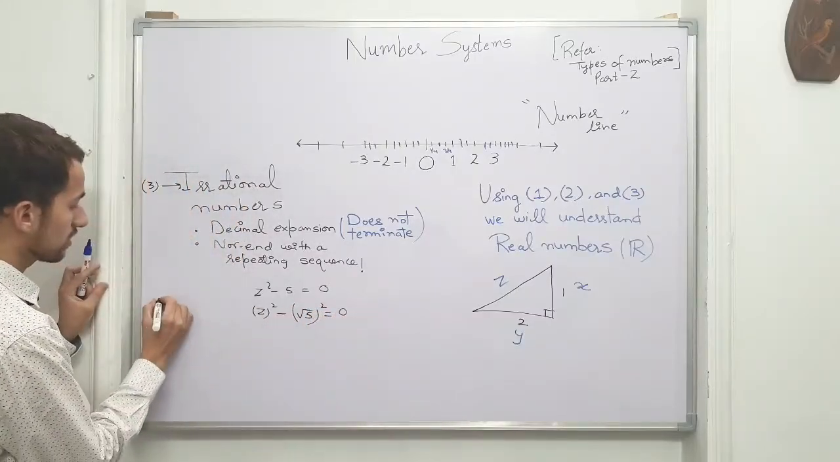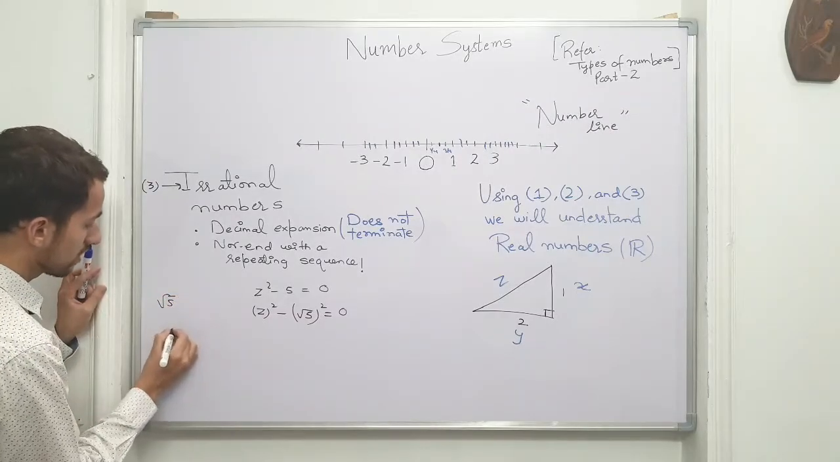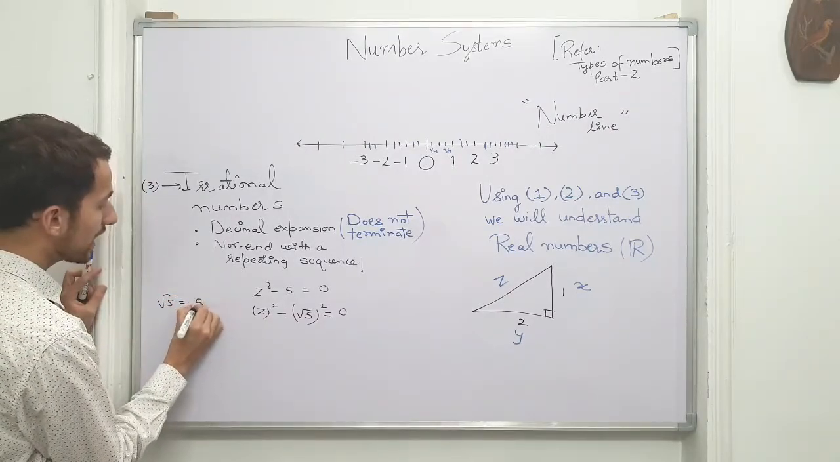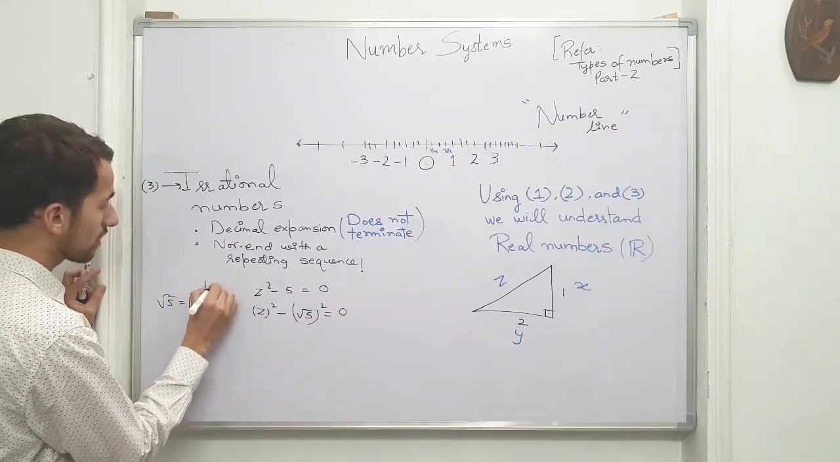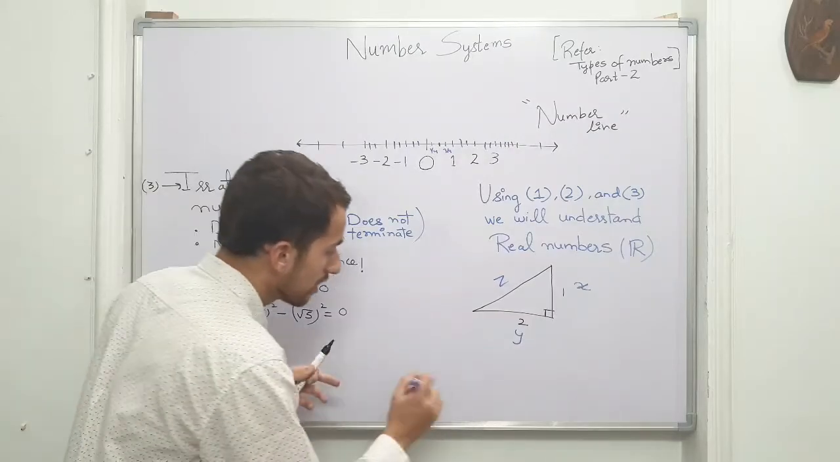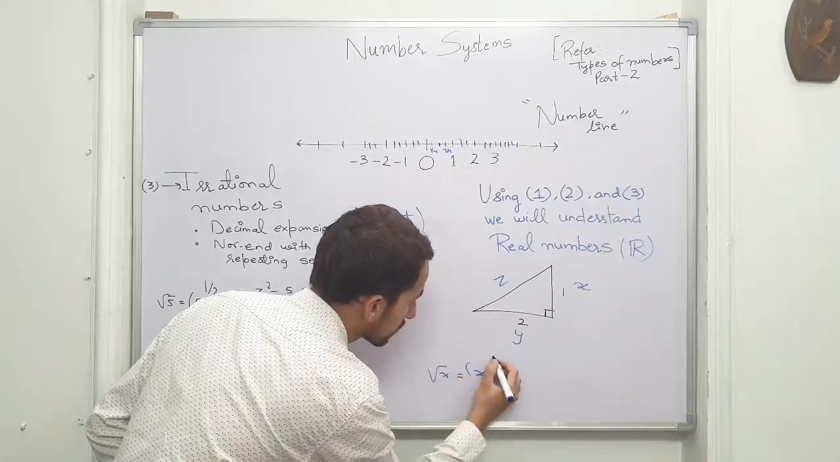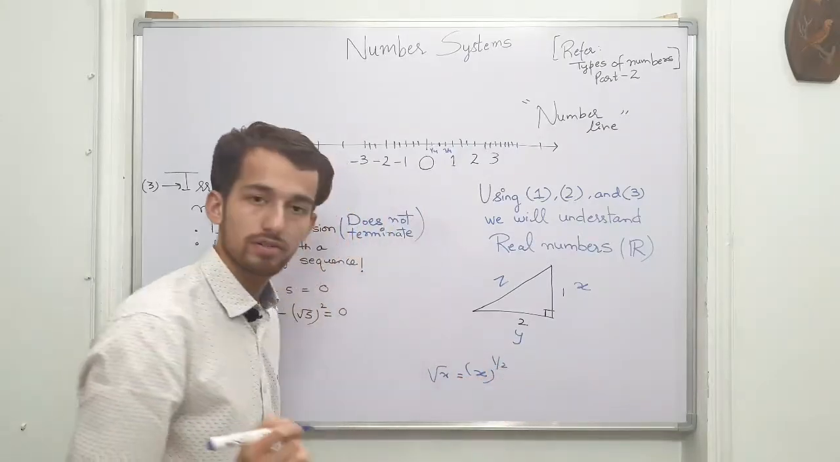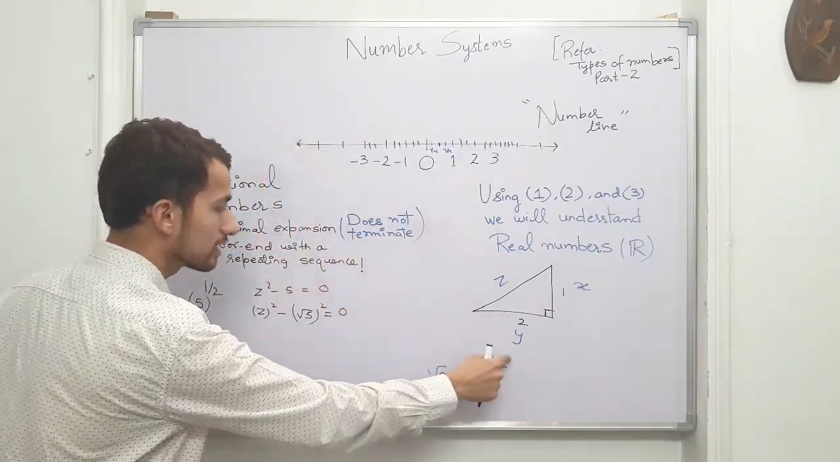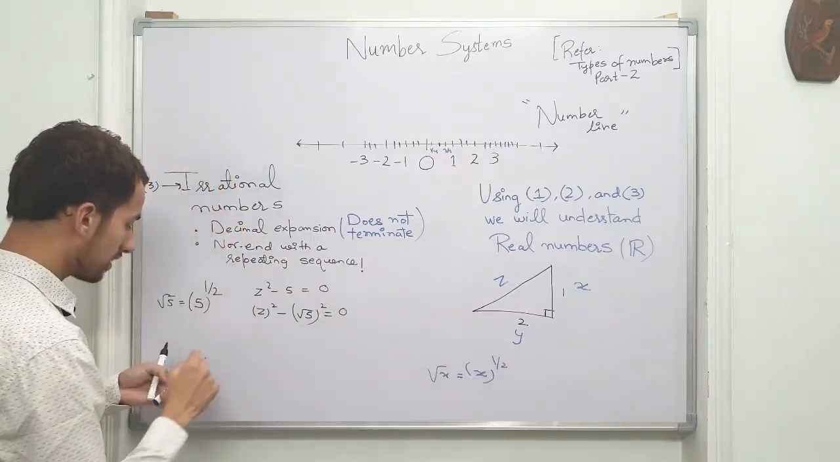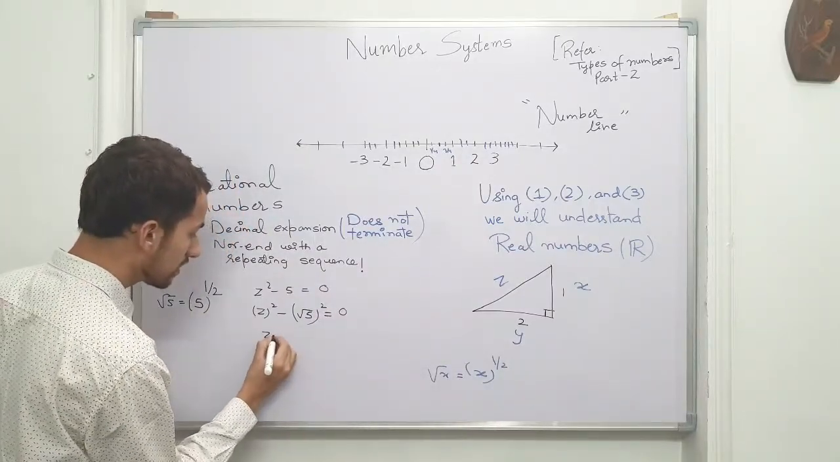Root 5 means 5 raised to the power half. In general, root x means x raised to the power half. Fine? This root means raised to the power half. So this will be nothing but a minus b and a plus b.